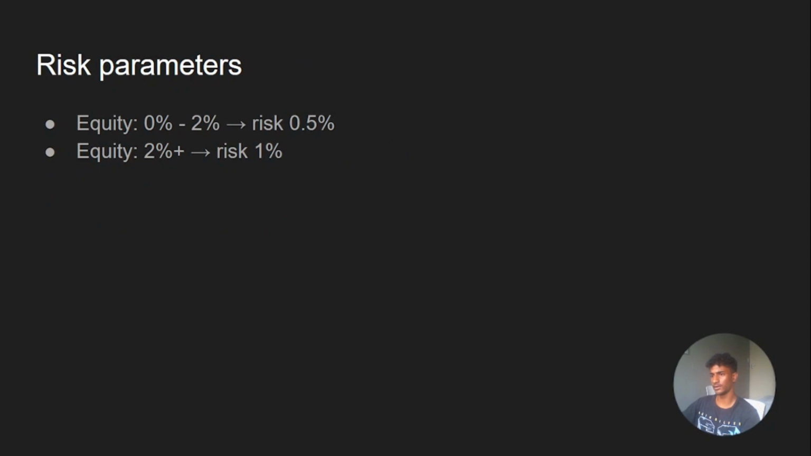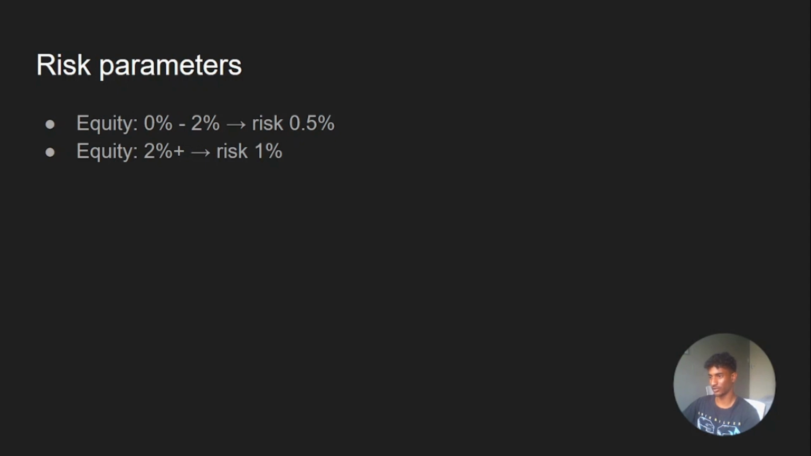So my equity with my risk parameters, when my equity is 0 to 2%, I risk 0.5%. And when my equity is above 2% and I have a buffer on the account, then I'll risk 1%. But if I go down below 2% again, I'll go back to risking 0.5 until I get out of that and get back above 2%. So this just makes the drawdown a lot slower, slows the drawdown curve, and makes the risk management just a lot easier.